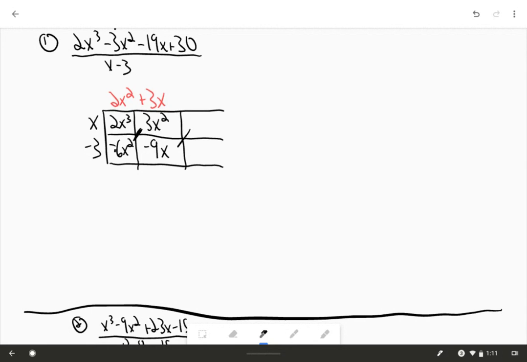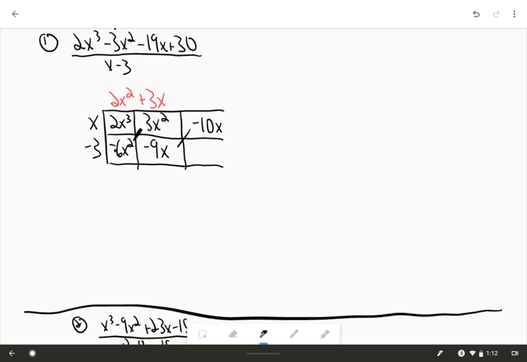So I've done the second column. Now I'm going to do the same thing I just did. I already have negative 9x here, but I need negative 19x. So what needs to go in this spot so that when I combine these like terms, I get negative 19x? The answer is I need to put negative 10x here. Negative 10x and negative 9x is negative 19x.